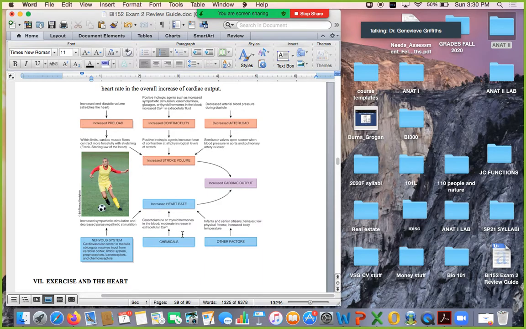And heart rate can be affected by your nervous system, the chemicals that are present in your blood, and other factors like your age, your sex, your physical fitness level, and body temperature, etc. Heart rate and stroke volume together determine cardiac output. So if we have an increase in either of these, or an increase in both, that will increase cardiac output.